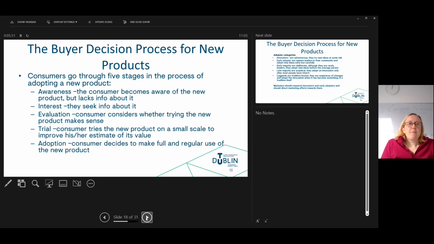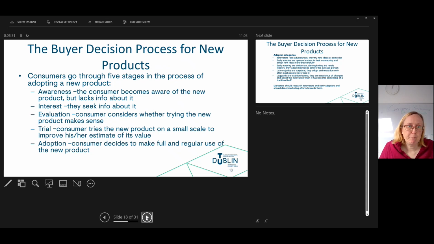So the buyer decision process for new products. You covered this in previous modules. Consumers go through 5 stages in the process of adopting a new product. Awareness: the consumer becomes aware of the new product but lacks information. Then we want to spark interest in it. So first we're working on an ad campaign or a marketing campaign to build brand awareness to get them over the first stage. Then we're trying to incite an interest in this product.